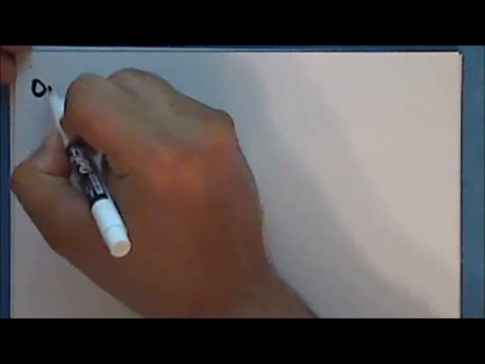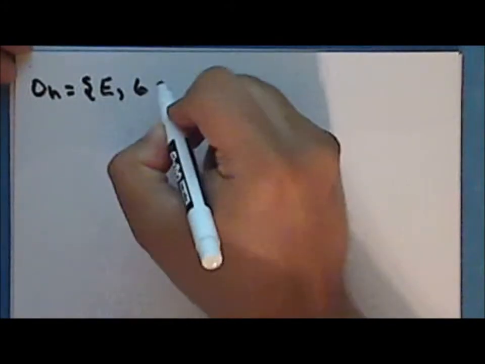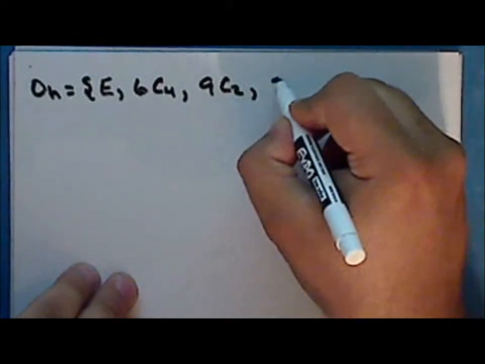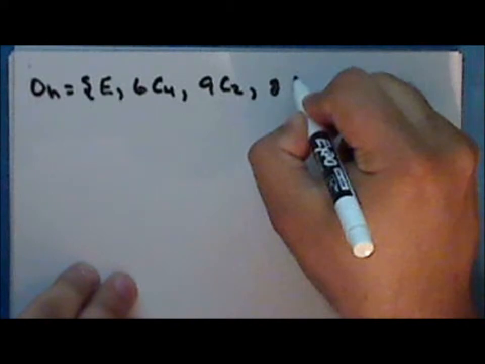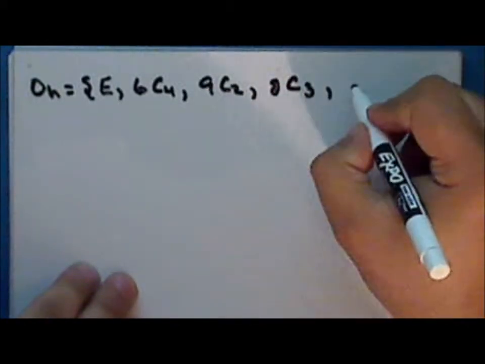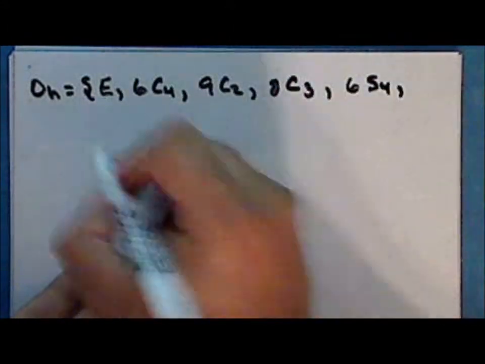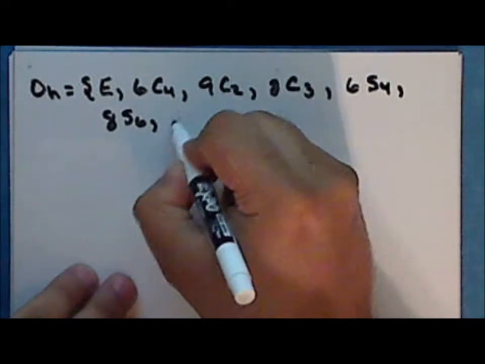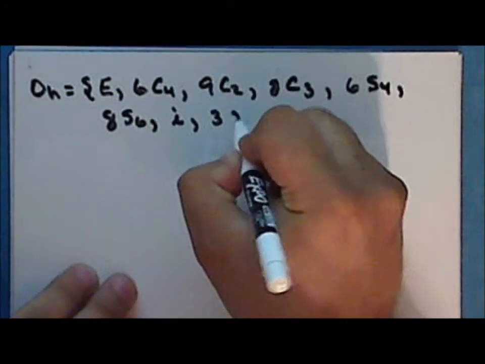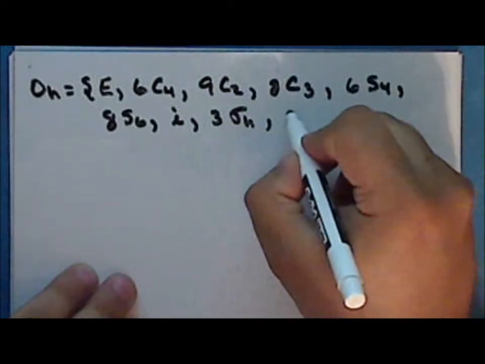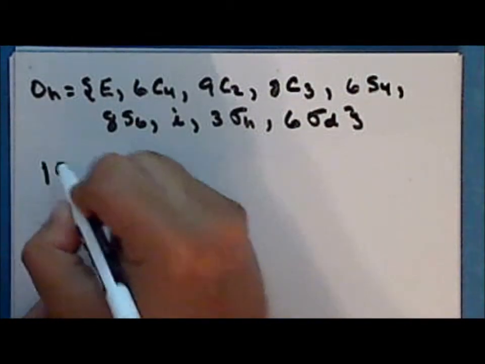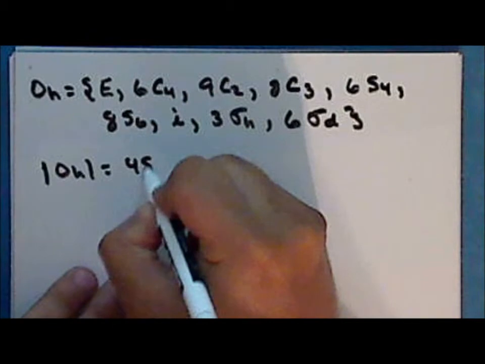And so an octahedral point group has the following unique elements: an identity, 6 C4 axes, 9 C2 axes, 8 C3 axes, 6 S4 axes, 8 S6 axes, an inversion center, 3 horizontal mirror planes, and 6 dihedral mirror planes, so that the total order of the group is 48.